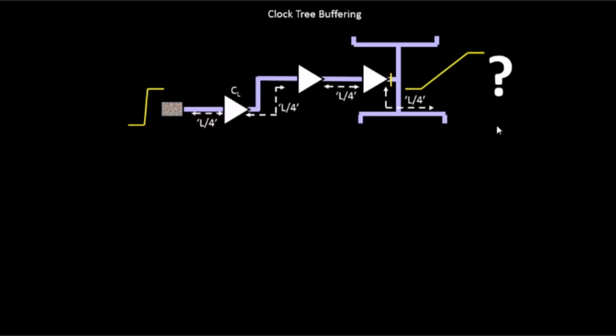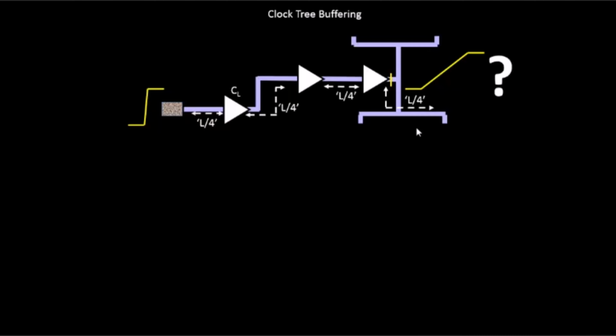Hello everyone. In this video, let us try to solve the problem that we saw in the last video. So the problem, let me redefine the problem first. This particular buffer node was seeing a length of wire equal to L by 4 plus L by 4 plus L by 4 plus L by 4. It's roughly equal to L. It's not exactly equal to L.